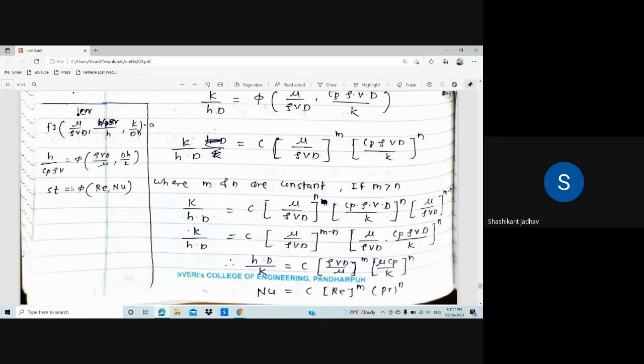K upon hd is equal to c into bracket mu upon rho vd raised to n into bracket Cp rho Vd by K raised to n into mu upon rho Vd raised to m minus n. If dimensions do not change, we can do anything. Remember, we can multiply, divide, take powers, and take the numerator in the denominator. Whatever we have to prove, as per the requirement we have to write the equations. Then write down the next equation: K upon hd is equal to c into bracket mu upon rho vd raised to m minus n into bracket mu upon rho vd into cp rho vd by k raised to n.